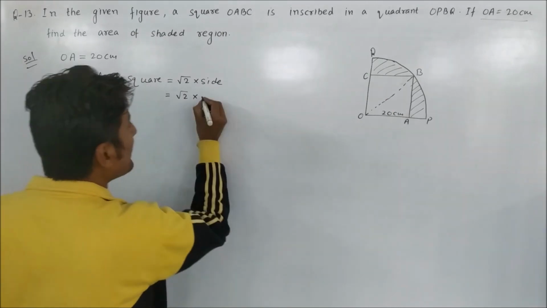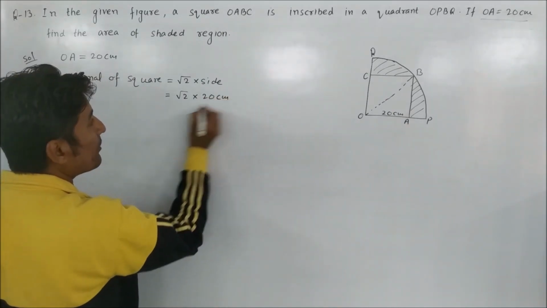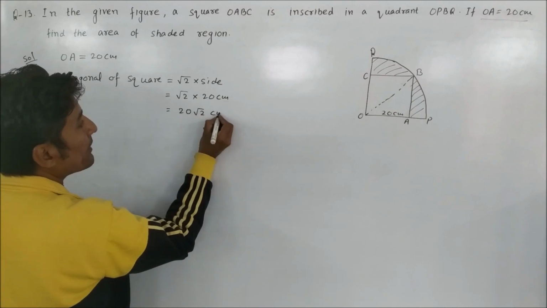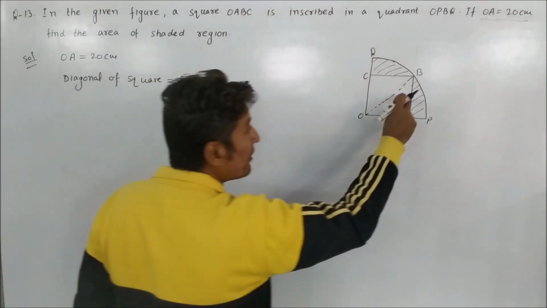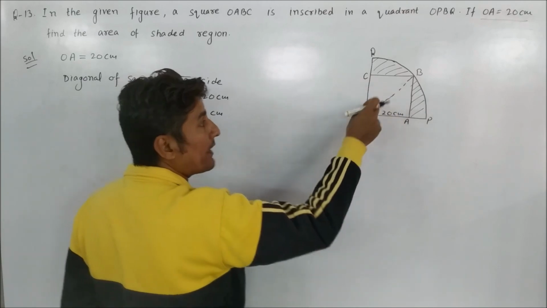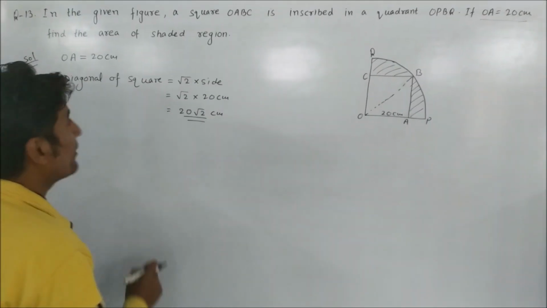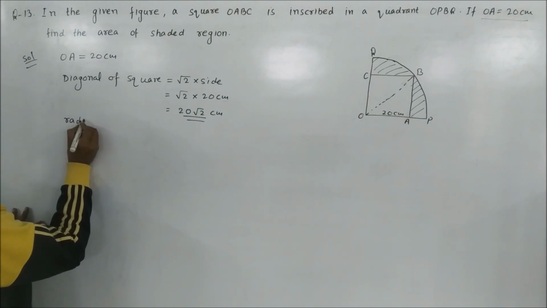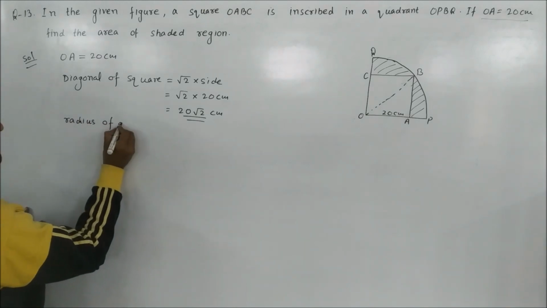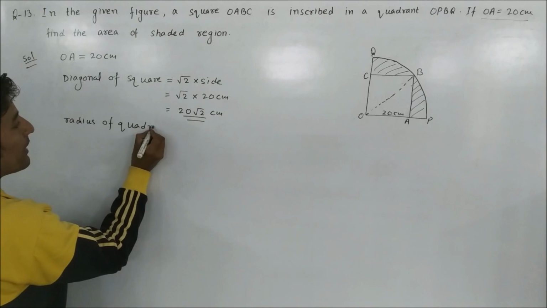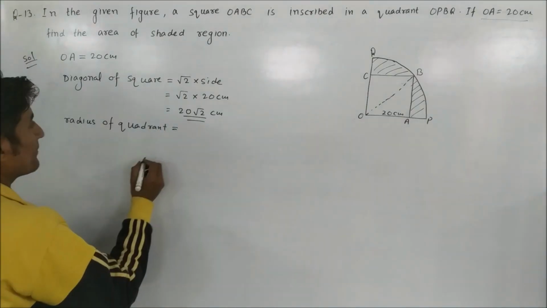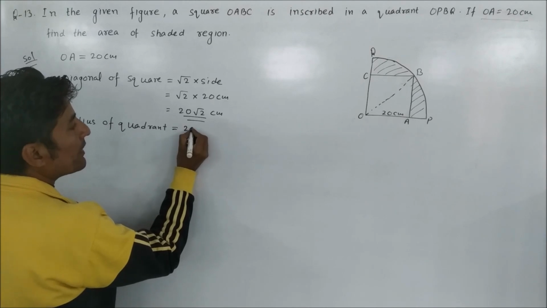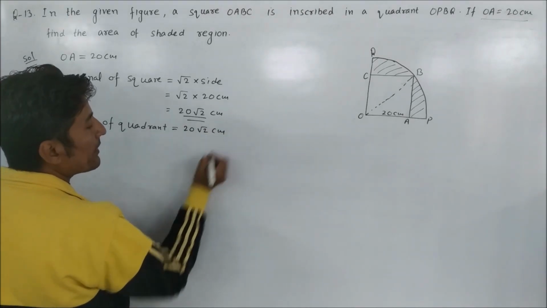Measurement of side of square is given 20 centimeters. So we can write here 20 centimeter. And finally we can write here 20 root 2 centimeter. So this is the diagonal of the square. Diagonal of the square is equal to the radius of the quadrant. Hence radius of quadrant will be equal to 20 root 2 centimeter.